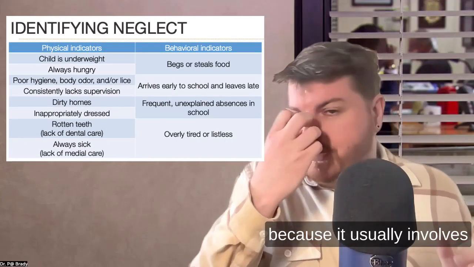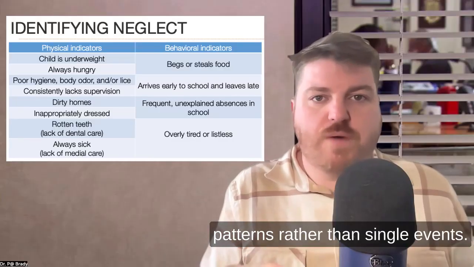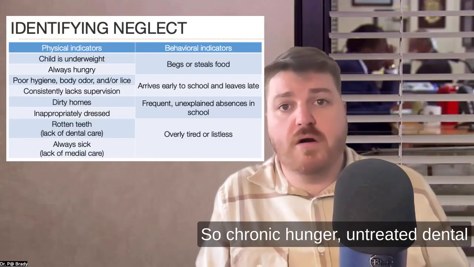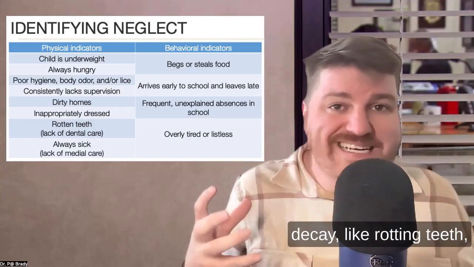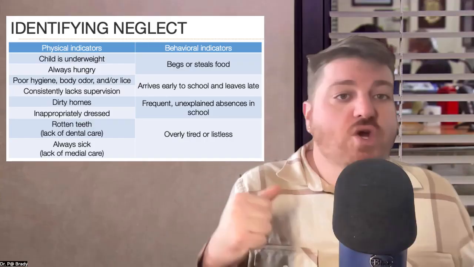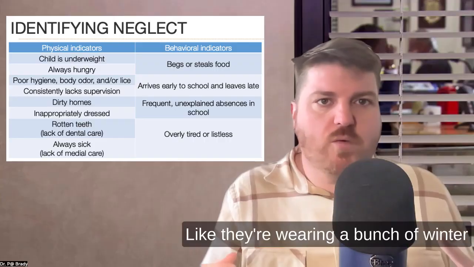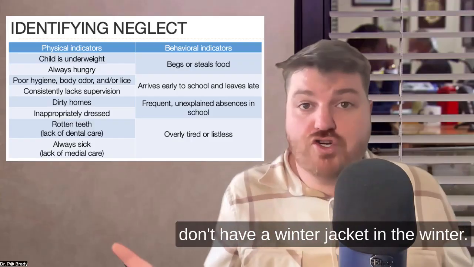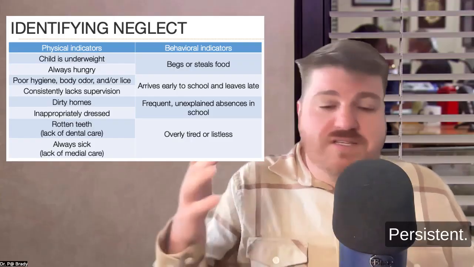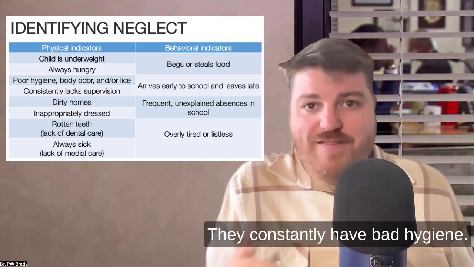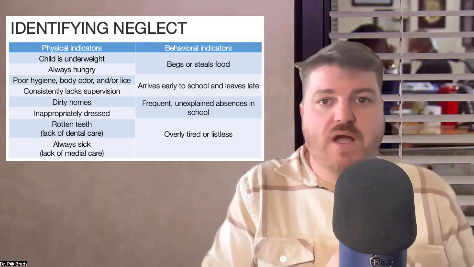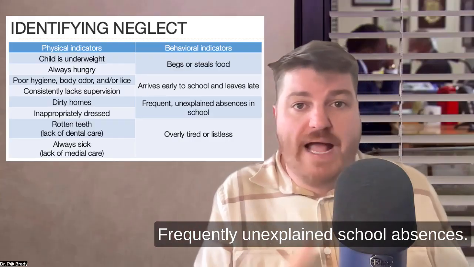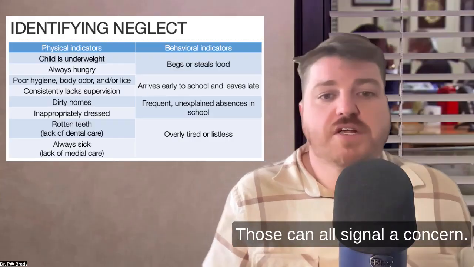Neglect looks a little bit different because it usually involves patterns rather than single events. So chronic hunger, untreated dental decay, like rotting teeth, not really having a lot of supervision, showing up in inappropriate clothes, like they're wearing a bunch of winter jackets in the summer, or they don't have a winter jacket in the winter. Persistent, like they are just a dirty kid. They constantly have bad hygiene, frequently unexplained school absences. Those can all signal a concern.